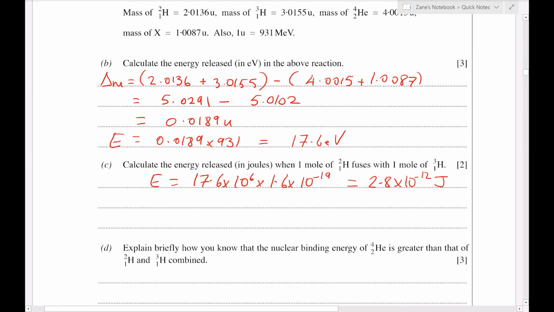Now, the energy that we've calculated is the energy released when 1 deuterium nucleus fuses with 1 tritium nucleus. So all we need to do to find the total energy is multiply that answer by the number of nuclei in a mole, which is Avogadro's number, 6.02 times 10 to the 23. If we do that, we end up with 1.69 times 10 to the 12 joules.